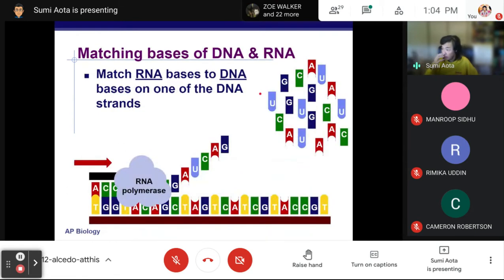Then, in terms of matching bases, that's relatively straightforward. All you do is you use the base pairing, right? The only change is that A goes to U instead of A goes to T. Otherwise, G goes to C, T to A, C to G. And then A here will go to another U. So it's just base matching that way. Again, going from the 5 to the 3.